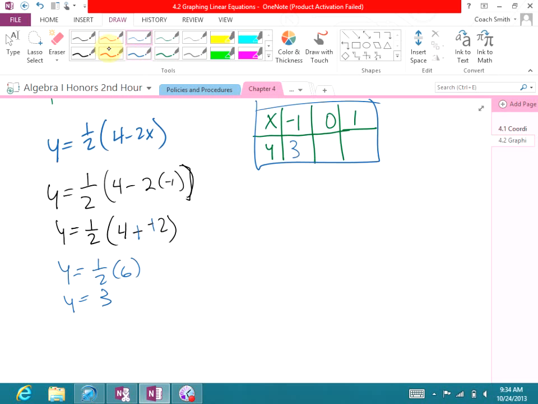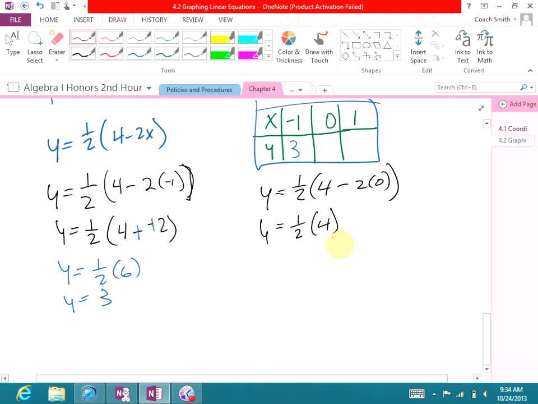Next one. Next one's fairly simple because you have y equal 1/2 times 4 minus 2 times 0. Okay, 2 times 0 is what? 0. 4 minus 0 is 4. Okay? So that gives you 1/2 of 4, which is 2. So y is equal to 2. So when x is equal to 0, y is equal to 2.